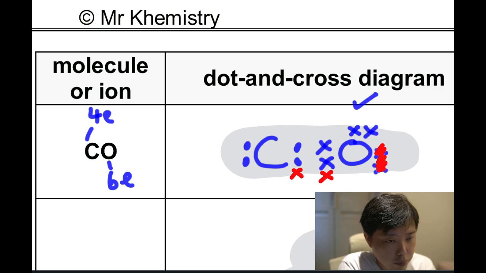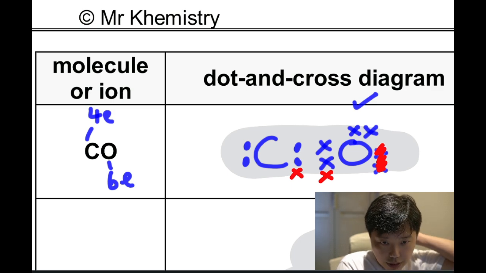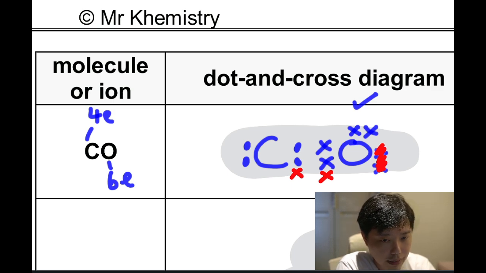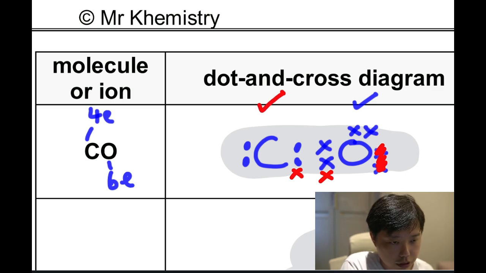Both the crosses represent electrons from oxygen that are used to form a covalent bond between carbon and oxygen. So at the end of the day, we get a compound that has a triple bond. Each of the carbon and oxygen now both reach octet configuration. So this is how we draw the dot and cross for carbon monoxide.